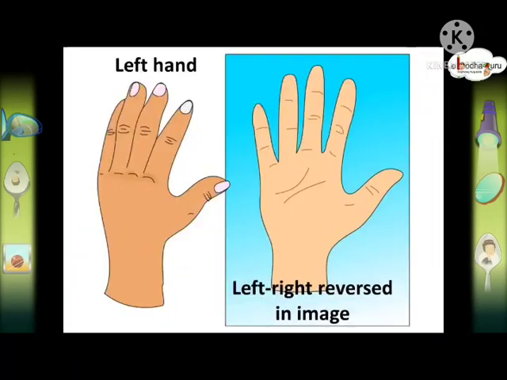Bring your left hand near the mirror. What do you see? Well, it looks like your right hand. The left-right sides are reversed in the image. Now try to write something looking into the mirror.